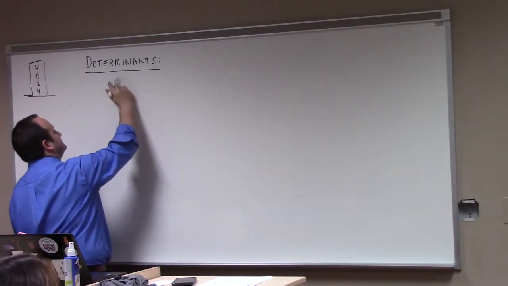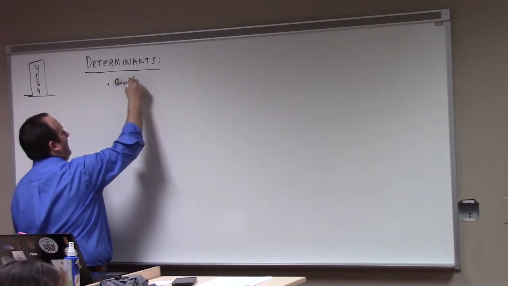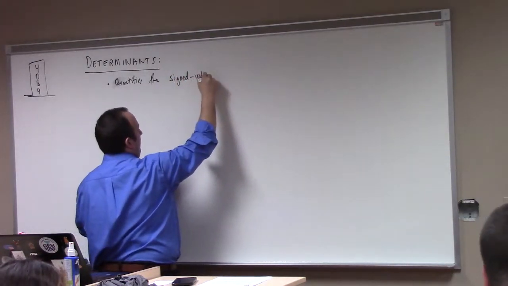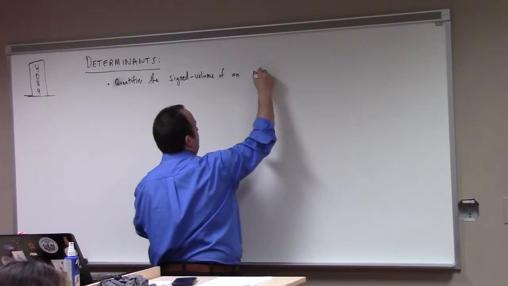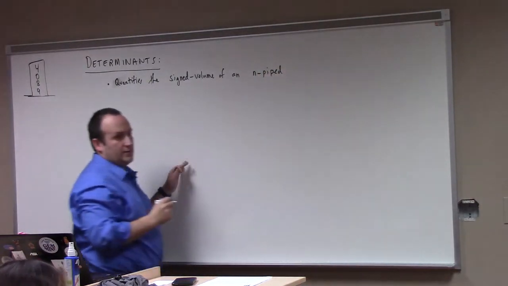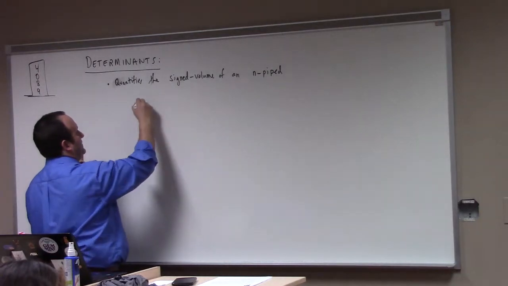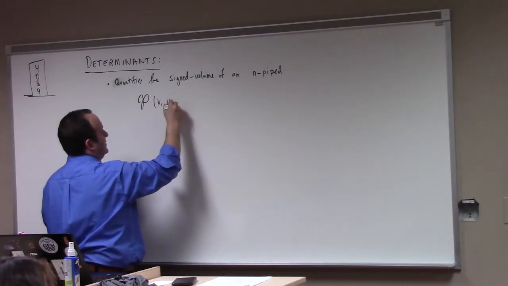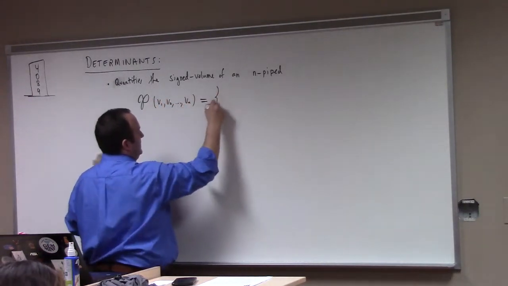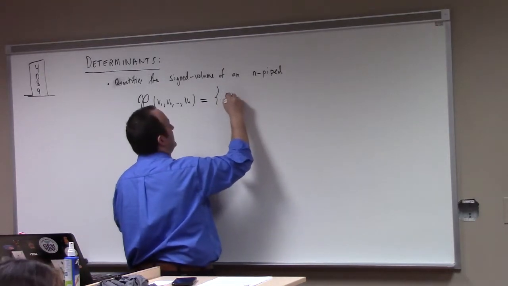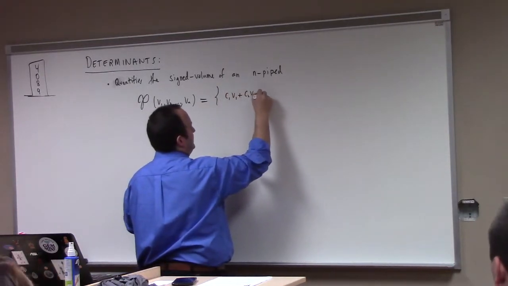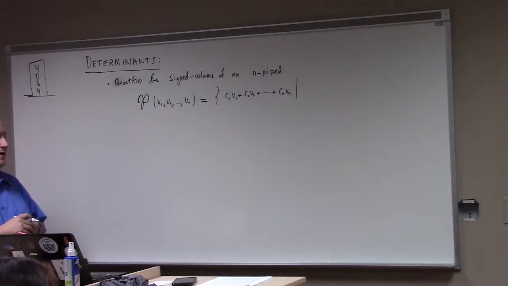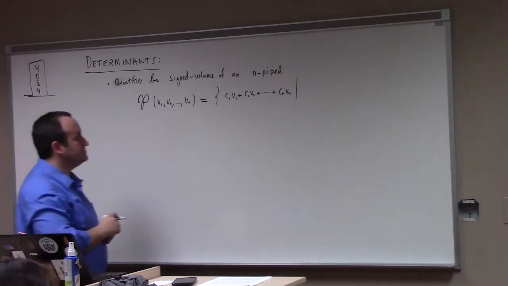The basic idea is that it should somehow describe, well, let's say quantify, the signed volume of an n-piped. So let me tell you what an n-piped is. It's generated by, say, V1, V2, through Vn. It's going to be something like C1 V1 plus C2 V2 plus ... plus Cn Vn, so all possible linear combinations of these vectors V1 through Vn.